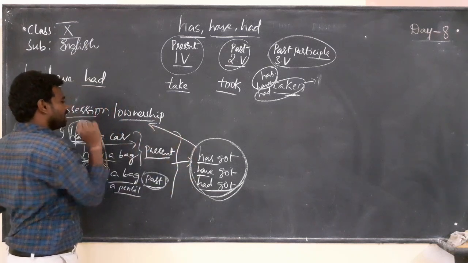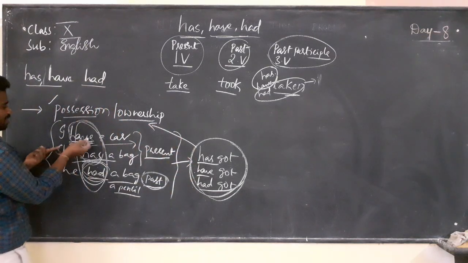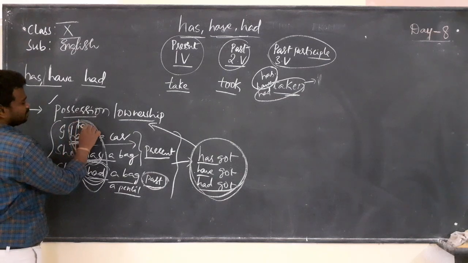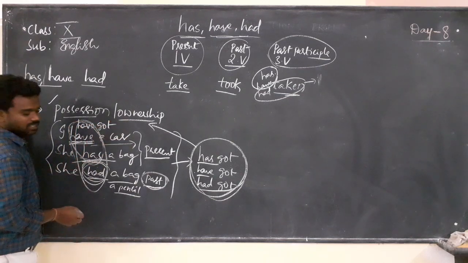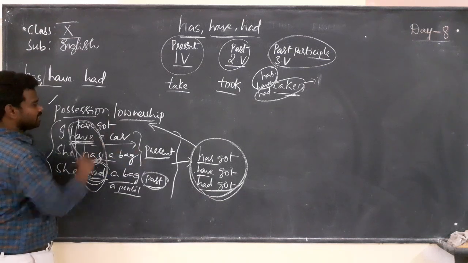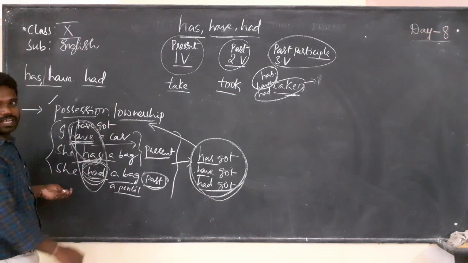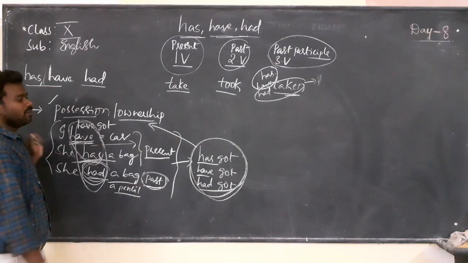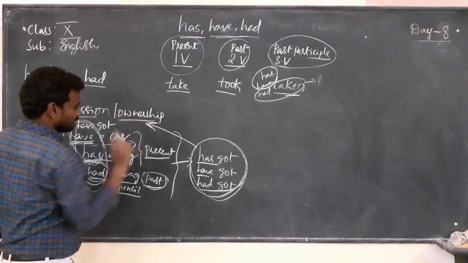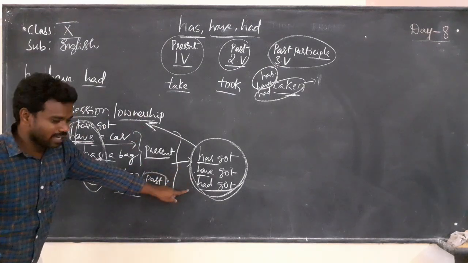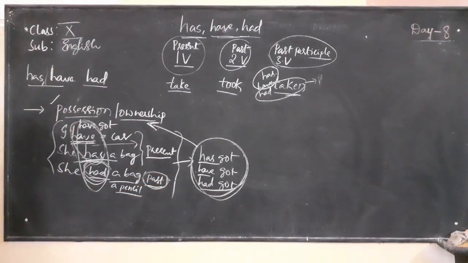They also indicate possession. It's nothing but the same meaning. I have got a car. She has got a bag. They also indicate possession or ownership. Has got, have got, had got.